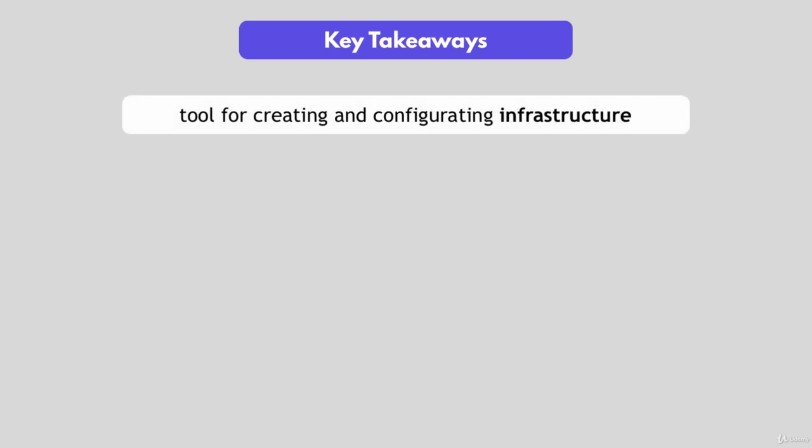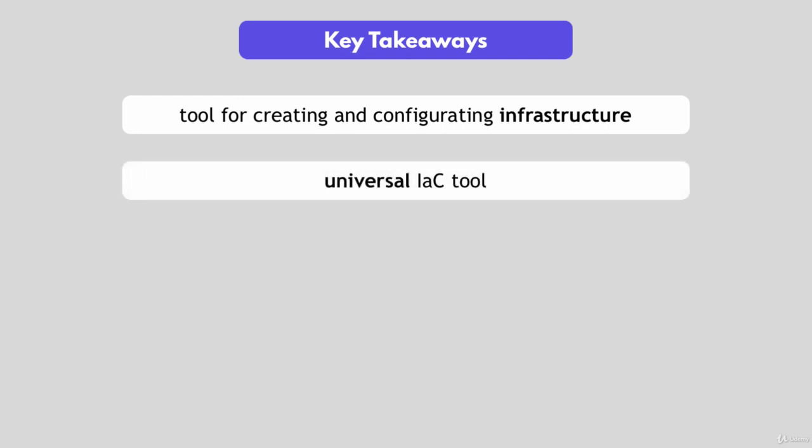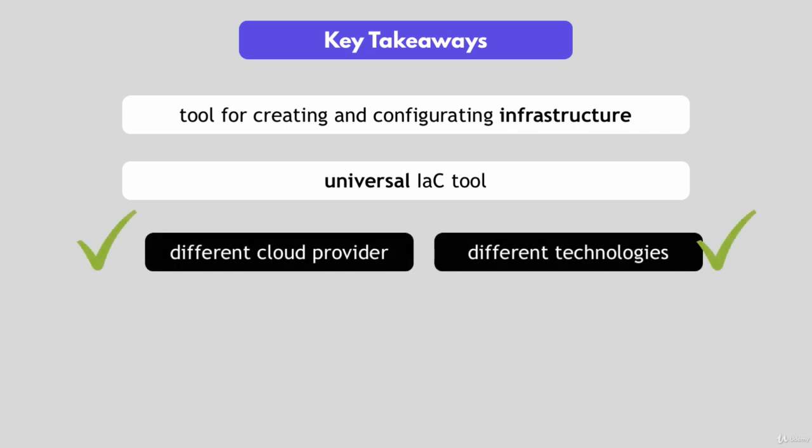So some of the key takeaways for Terraform are, first of all, Terraform is a tool for creating and configuring infrastructure, like virtual servers and so on, and then managing that infrastructure, and not for installing applications on these provisioned servers. Second, Terraform is a universal infrastructure as code tool.